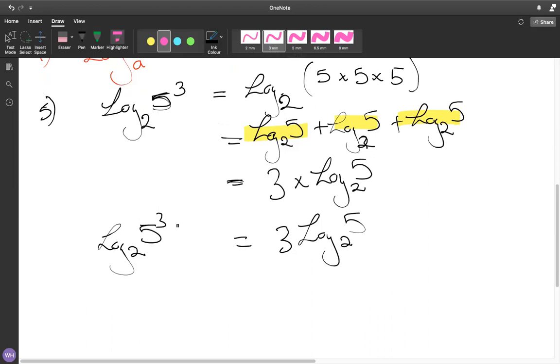What has happened actually? Now this 3 over here has moved in front of this. Right, so simply what can you see in here is this 3 has been moved as a product.